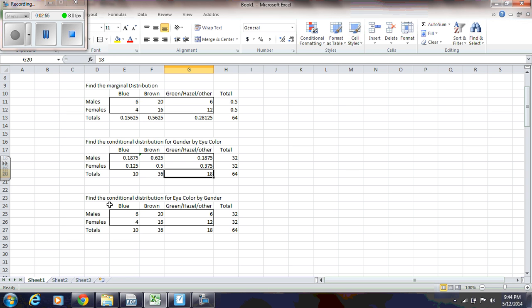Now, if we're going to find the conditional distribution for eye color by gender, we're going the opposite way. We're going to be looking at the columns. So the conditional distribution for blue by gender would be looking at 6 divided by 10, 4 divided by 10, and so on and so forth.